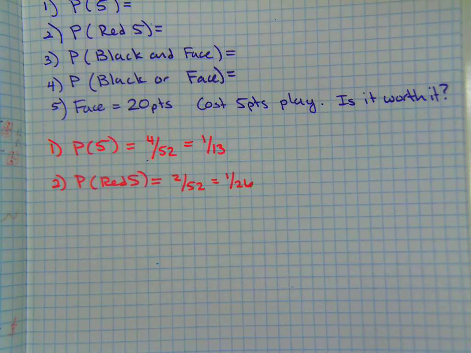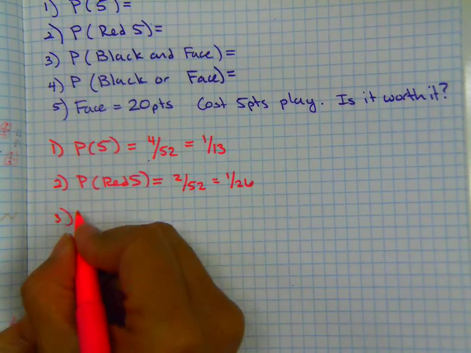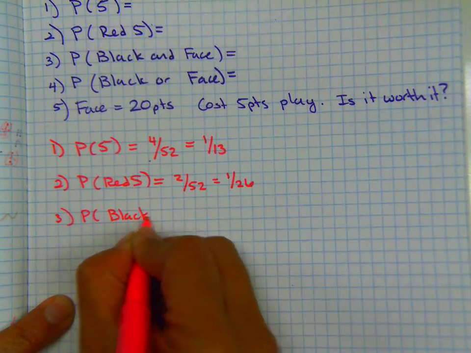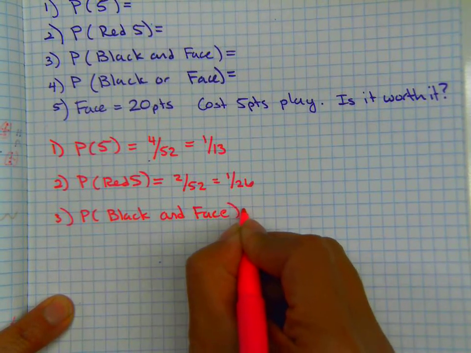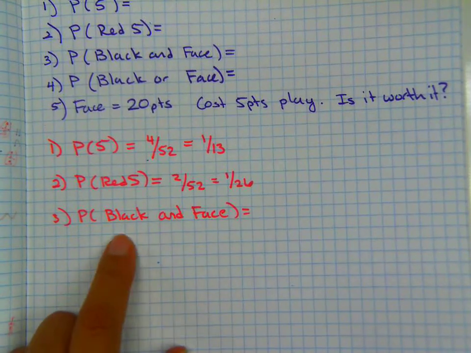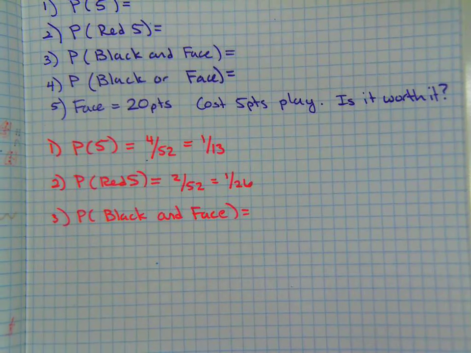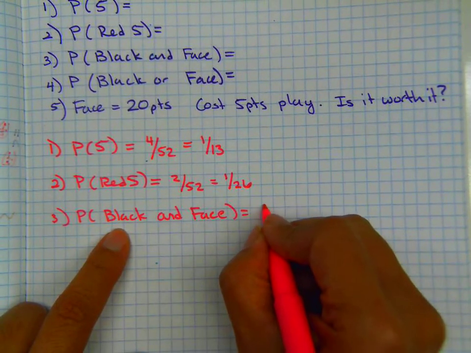The next one is a similar question, but I'm going to do it a little bit differently so that you could see this could be done differently. So number 3 is the probability of getting a black card and a face card. If I look at all the possible black cards, half the deck is black, half the deck is red. So I know the probability of getting a black card is 1/2.